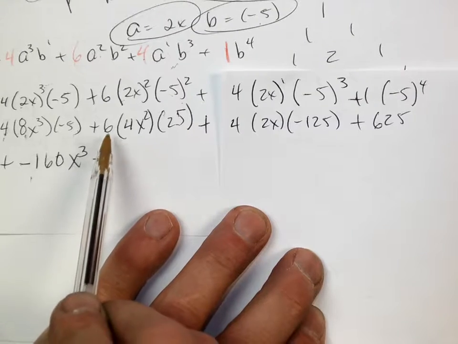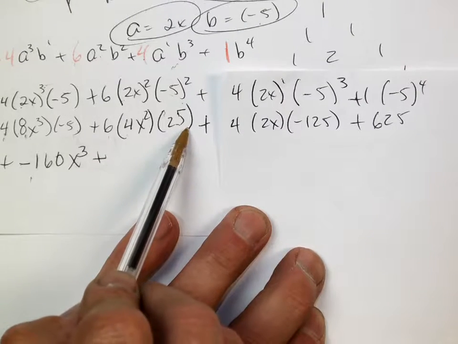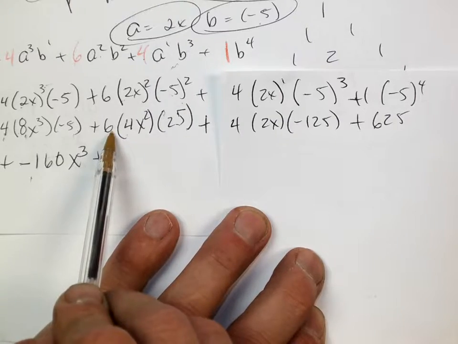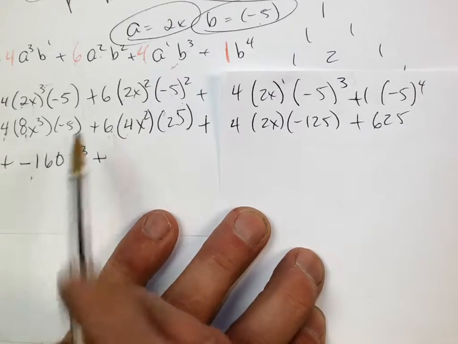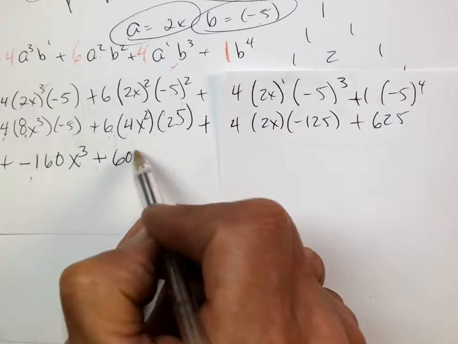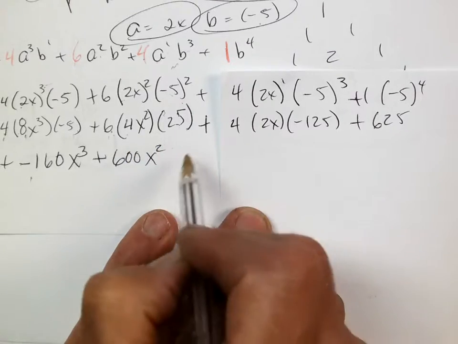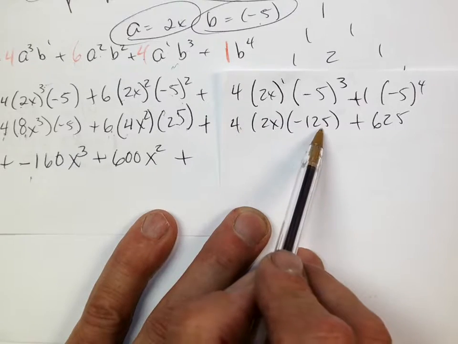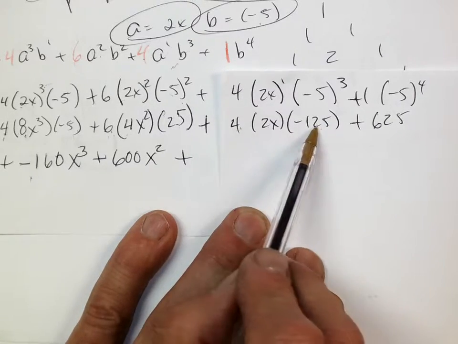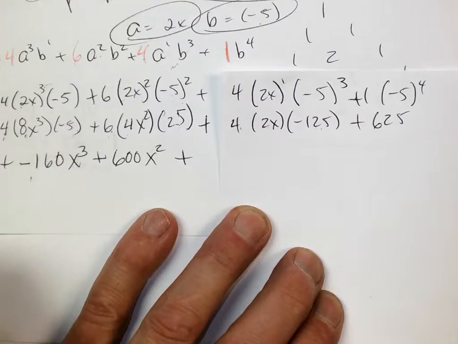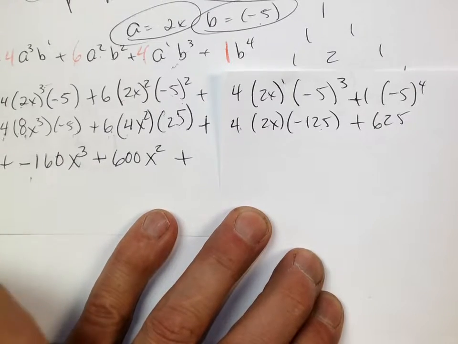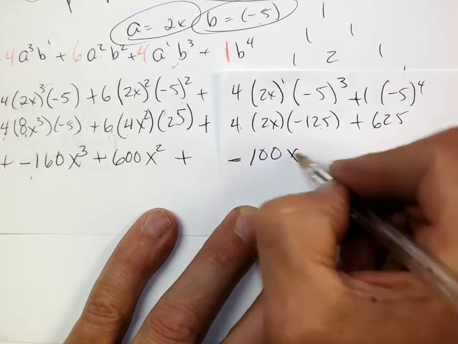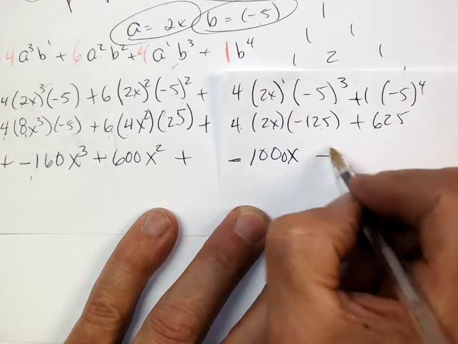Now, what's 6 times 4 times 25? 600? I'm pretty sure it is because 100 times 6 is 600, but you can use your calculator. So 600x squared plus, let's see, 8 times negative 125. I should know that one. 8 times negative 125 is negative 1000x, plus 625.